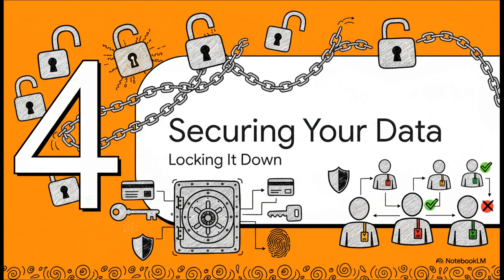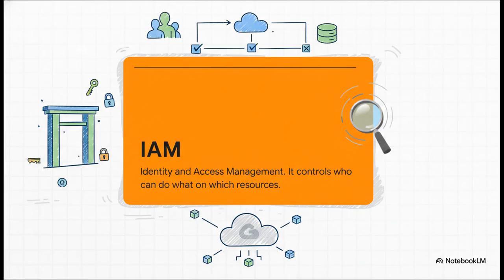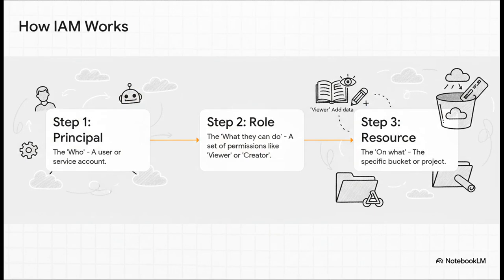So, we've figured out how to store our data, and we've picked the right class to keep costs down. Now, for maybe the most important part of all, security. How do we put a lock on our digital warehouse and control exactly who gets in? The answer is a little three-letter acronym, IAM, which stands for Identity and Access Management. Just think of it as the super advanced security system for your entire warehouse. The whole idea is built on a really simple but powerful framework, defining exactly who can do what and on which specific thing. And it works in 3 easy steps.